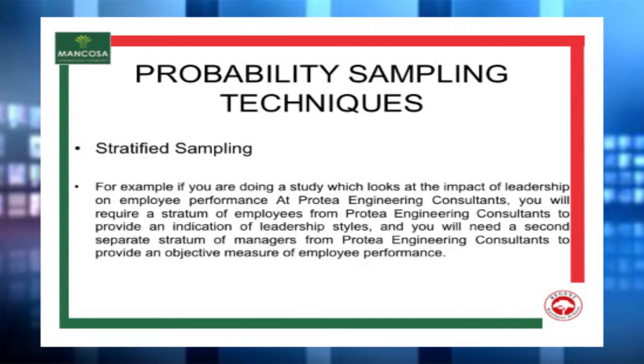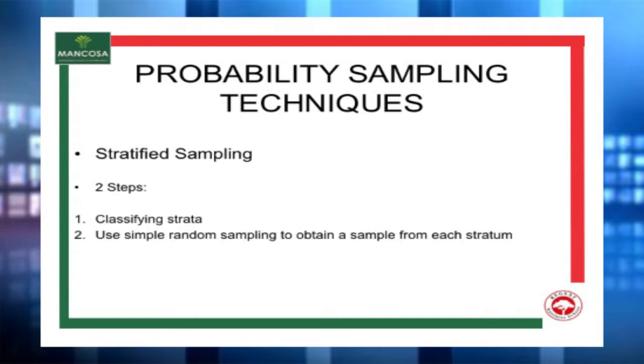For example, if you were doing a study which looks at the impact of leadership on employee performance at Protea Engineering Consultants, you will require a stratum of employees from Protea Engineering Consultants to provide an indication of the leadership styles that exist, and you will need a second separate stratum of managers from Protea Engineering Consultants to provide an objective measure of employee performance. Stratified sampling involves the following steps.